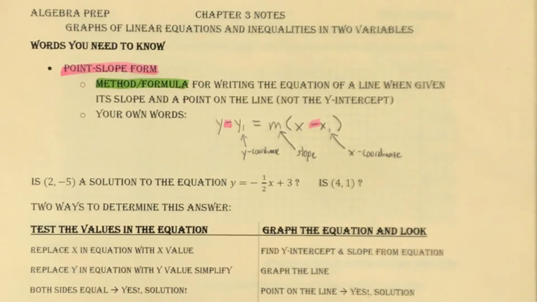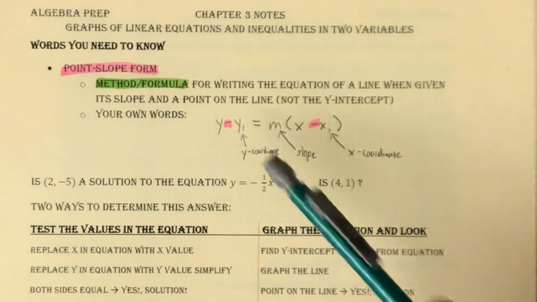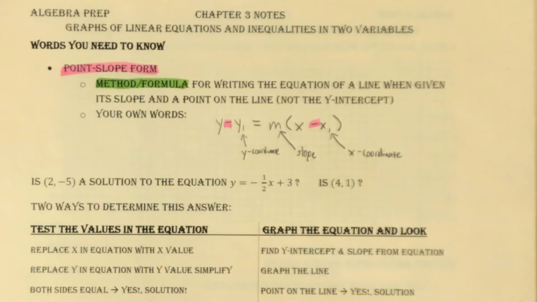So those are just some key points and information that we need to remember about point slope form, but make sure you have down on your paper the formula itself, which is y minus y1 equal to m times the whole thing of x minus x1.